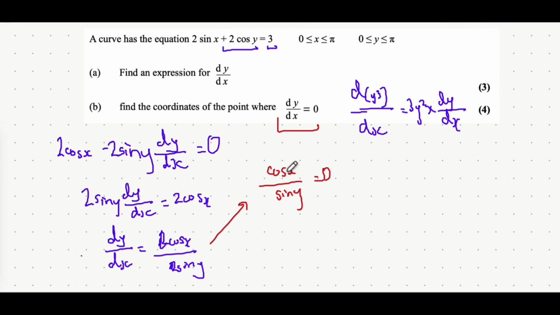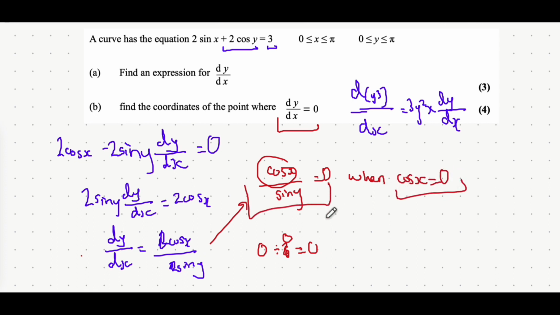That means that a fraction can only equal 0 if the numerator of the fraction itself equals 0. Because 0 divided by anything is always equal to 0. 0 divided by 1, 0 divided by 2, except 0 divided by 0, because like I mentioned, you can't divide by 0. So we say that this expression is only true when the numerator itself, cos x, is equal to 0. So if we solve this, we basically solve this.